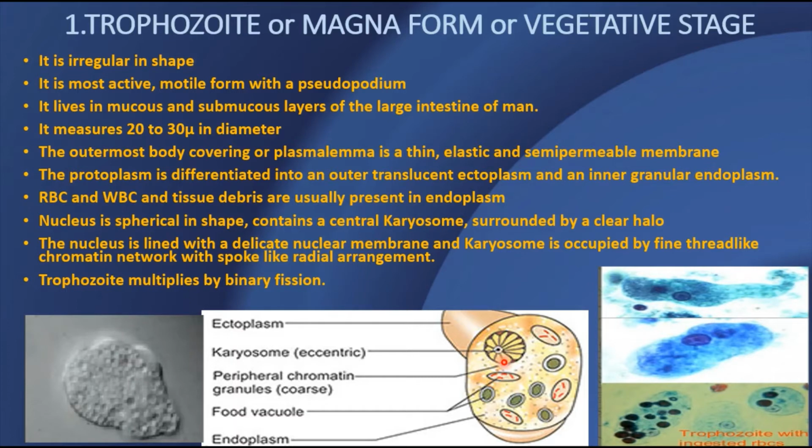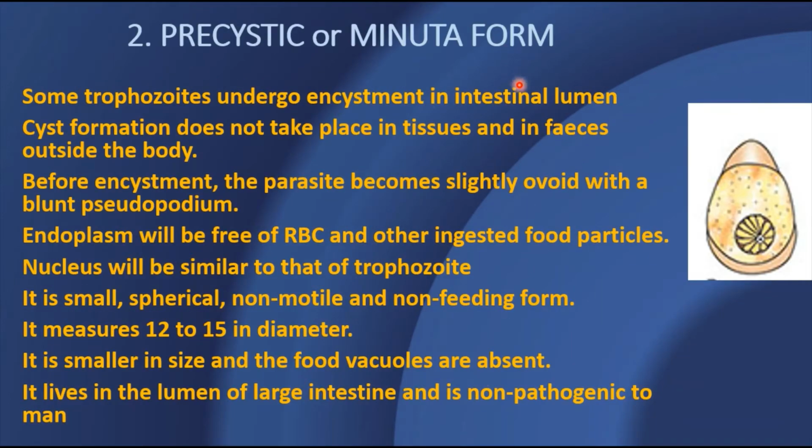Here the trophozoite multiplies by binary fission. That means one cell becomes two, two becomes four. This is called binary fission. So this is all about the first form, called the trophozoite or magna form. What is the second form? That is the precystic or minuta form. So here you can see.